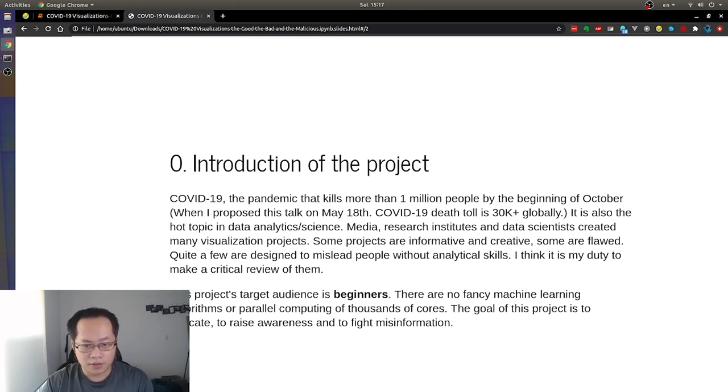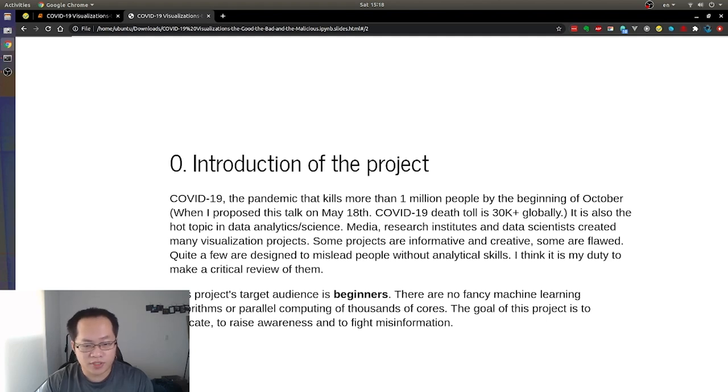It is also a hot topic in data analytics and science, as I said. But I find some of the visualizations are flawed, and quite a few of them look like they are designed to mislead people with limited analytical skills. I'm not happy. I think it's my duty to make a critical review of them.